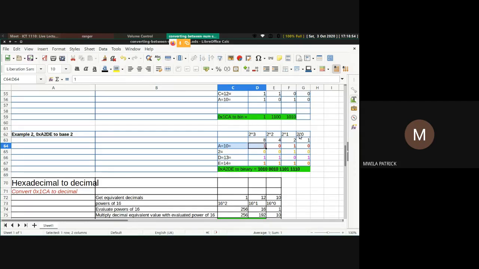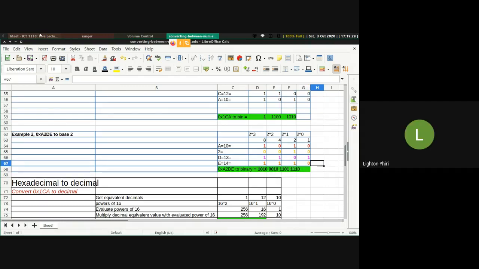And then on these groups of 4, if we evaluate the powers, we have 2 to the power of 3, which is 8, 2 to the power of 2, which is 4, 2 to the power of 1, which is 2, and 2 to the power of 0, which is 1. And then in order for us to get 10, meaning we're adding 8 plus 2, I'll just put a 1 under 8 and a 1 under 2, and the rest I'll just put zeros. And I do the same thing for the rest of the values. And then at the end, I just group them together and get the value, which is 1010 and so on.